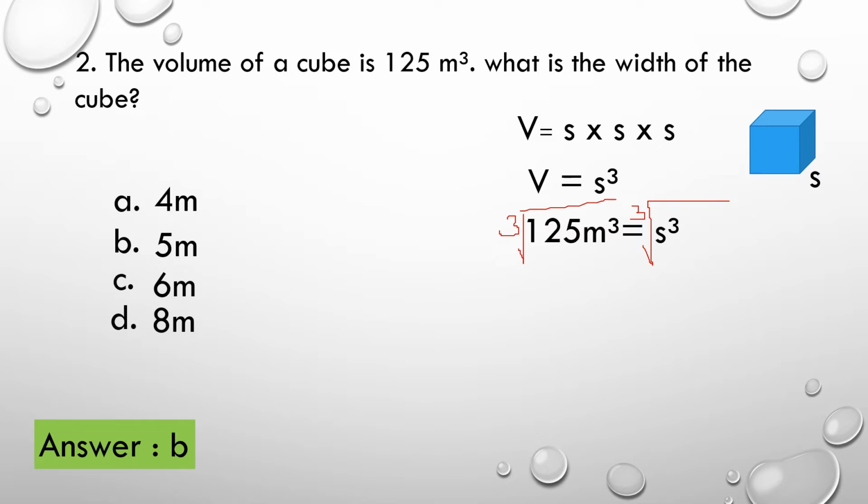Okay? Now, if you multiply 3 three times, 3 times 3, 9, 9 times 3, 27. So it's not 3. Okay, if you multiply 4, that is 4 times 4, 16, and 16 times 4, that is 64. So it's not. What about 5? 5 times 5, 25, times 5, 125. So the answer here is 5. That's the length of the side or the width of the cube. So the answer is letter B.